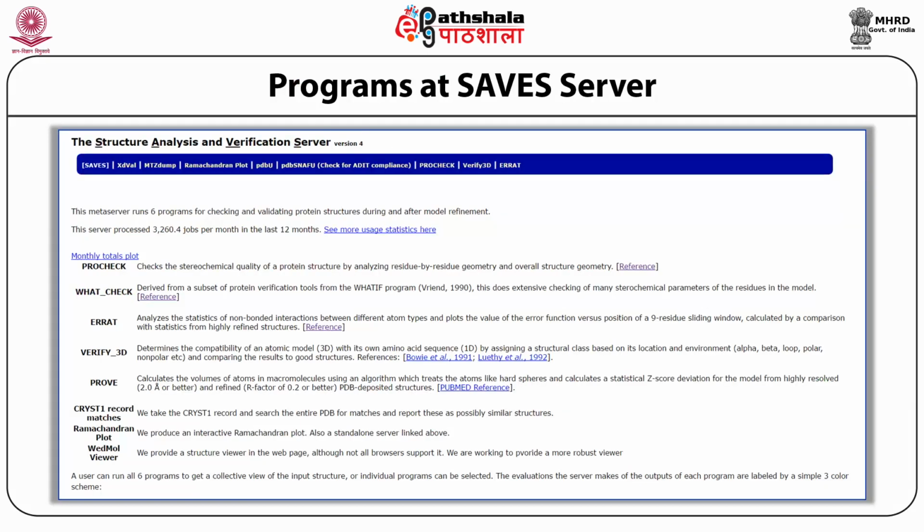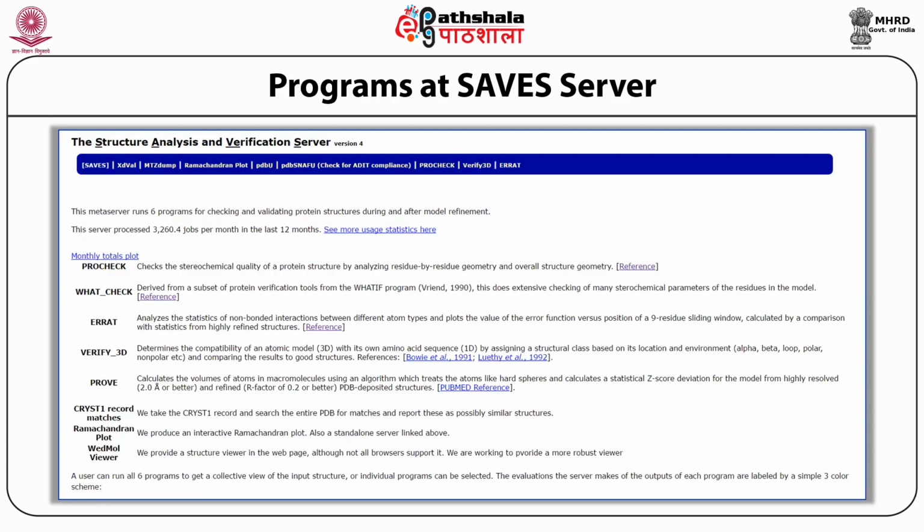Let's see an example of a server where you have all the programs which are required to validate a predicted structure model. So SAVES stands for Structure Analysis and Verification Server. It has many programs like ProCheck, WhatCheck, ERRAT, Verify3D, Prove, Cresol Record Match, Ramachandran Plot, and a Model Viewer. ProCheck basically tells you the geometry and stereochemistry of the protein model, and the Ramachandran plot information can also be obtained by ProCheck. WhatCheck will tell you how well the stereochemistry of the model has been predicted, and it also tells about the solvent around the model.